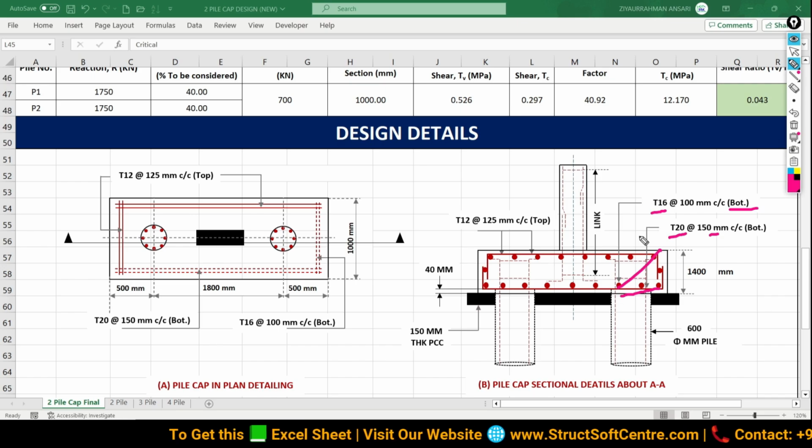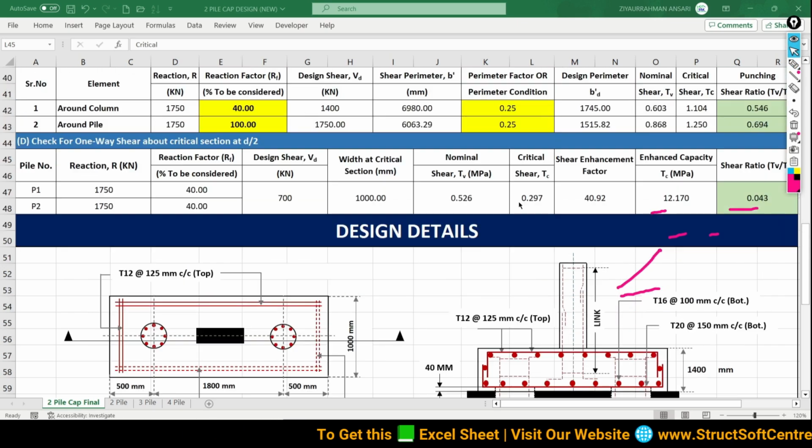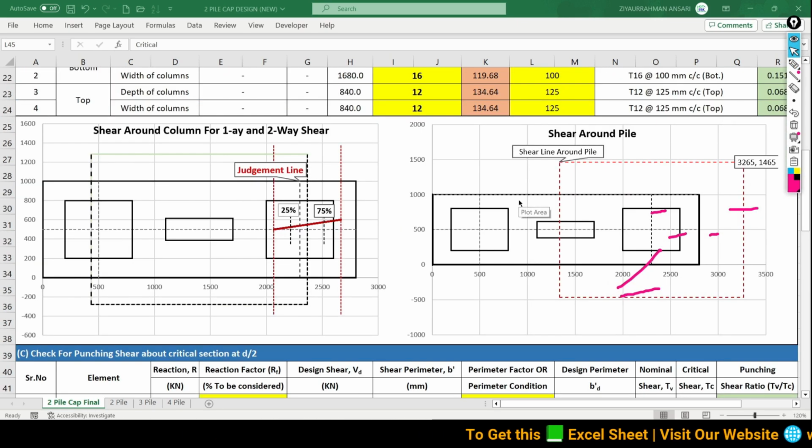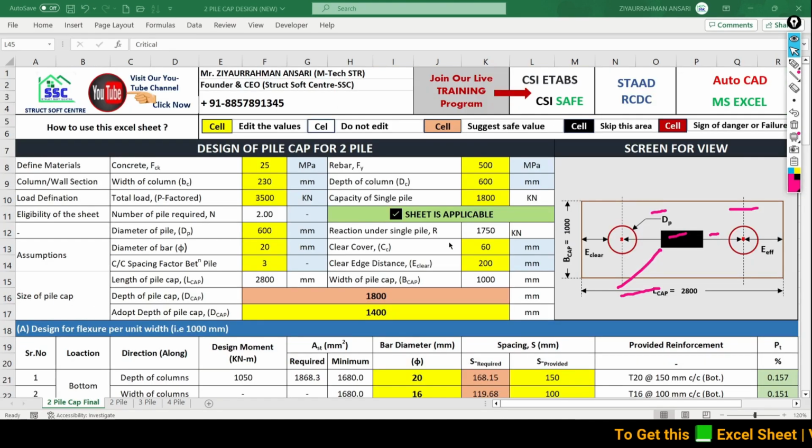So this is all about the design of the pile cap using this Excel sheet, especially for two piles. I hope that you all understood how to design the pile cap.